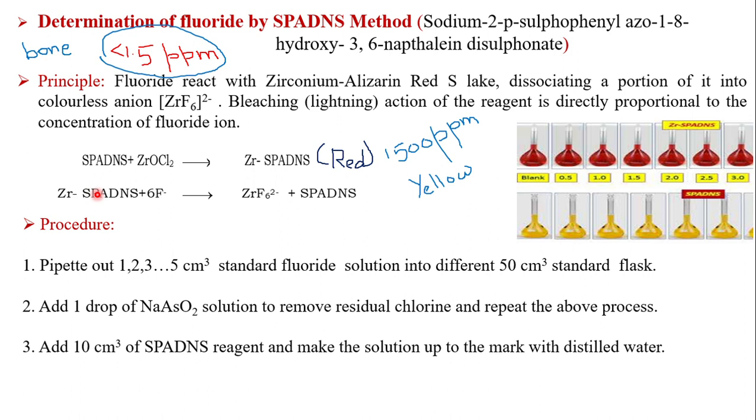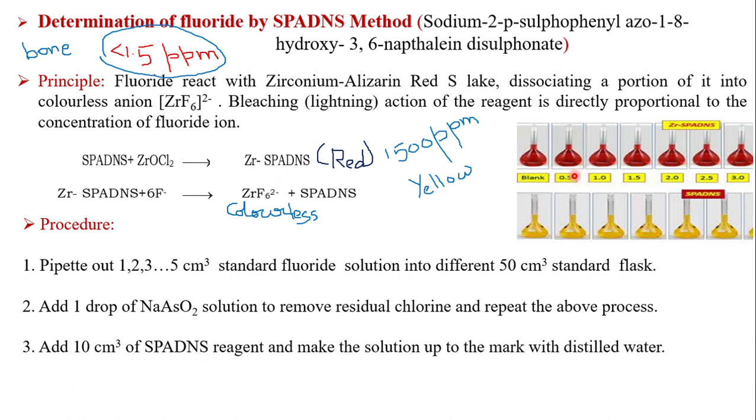During this process, a new compound, a colorless substance, will be formed, that is zirconium hexafluoride anion. Zirconium hexafluoride anion is a colorless substance, no color to that. Let me write down, this is colorless. At the same time, proportionate to the amount of fluoride added, the bleaching takes place. That is why the SPADNS becomes free and it is orange or yellow in color. That's what we can see in the picture given on the right hand side of the slide here.